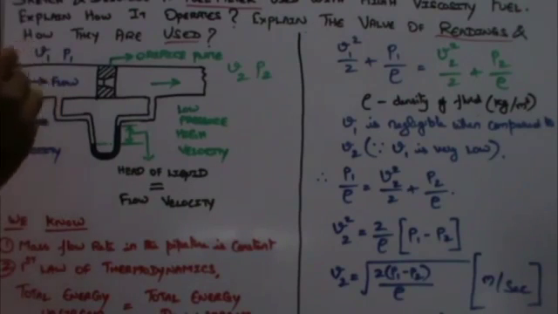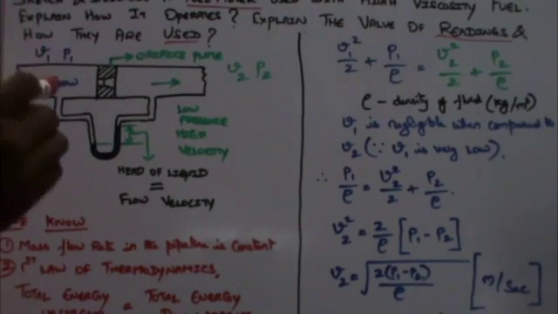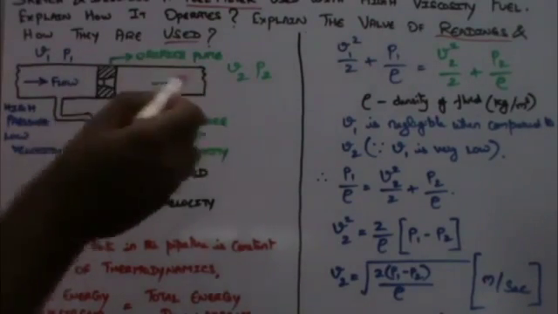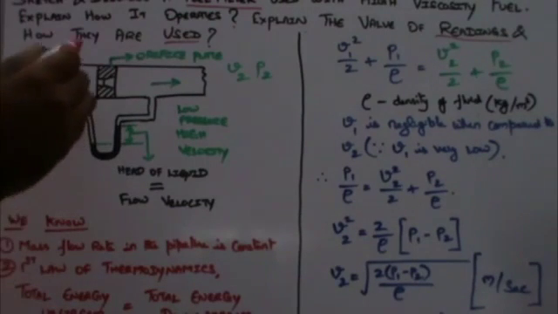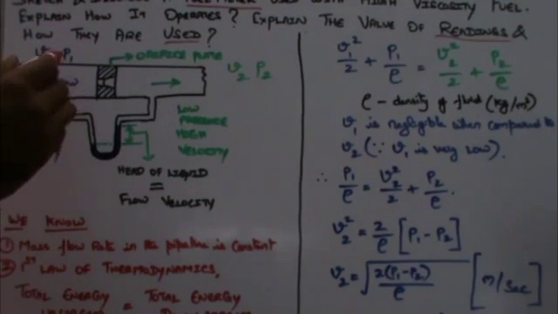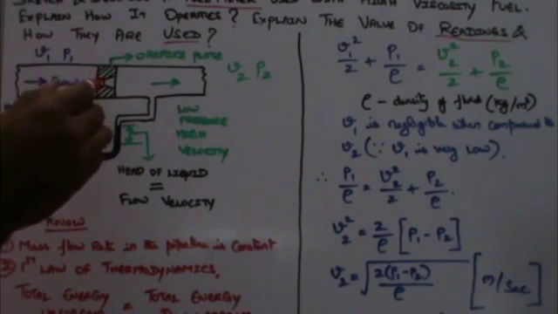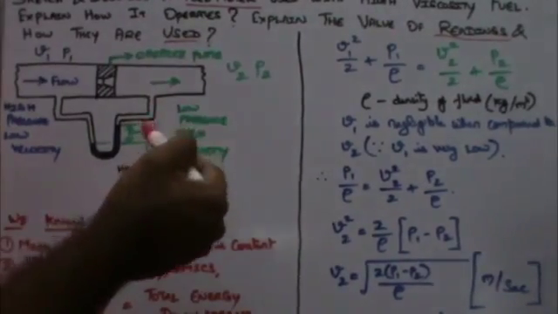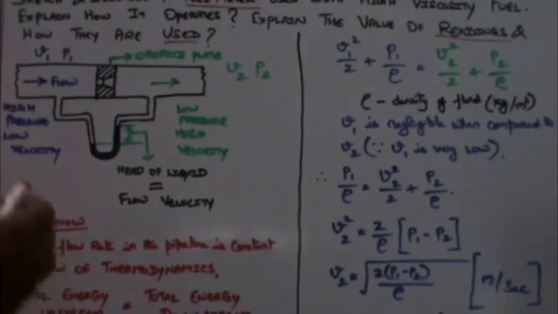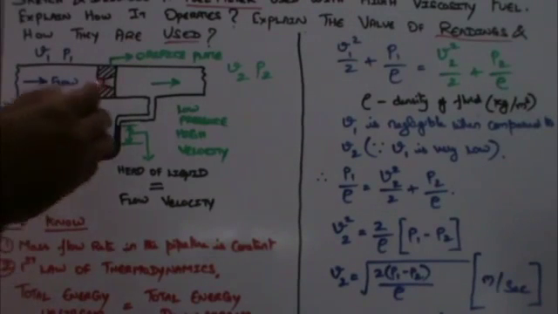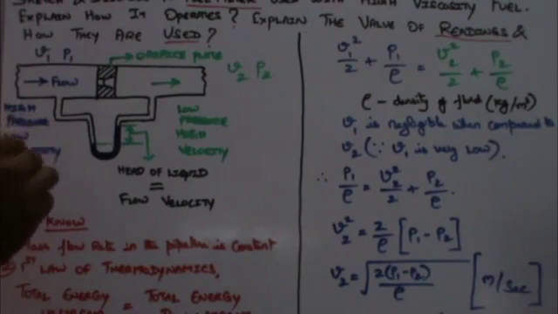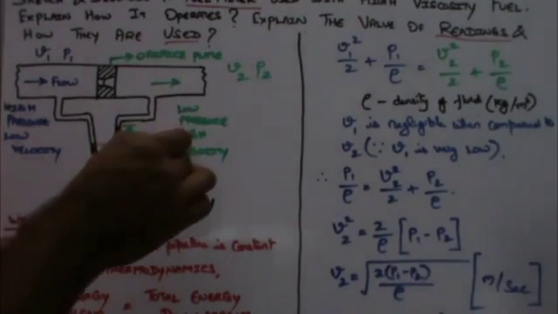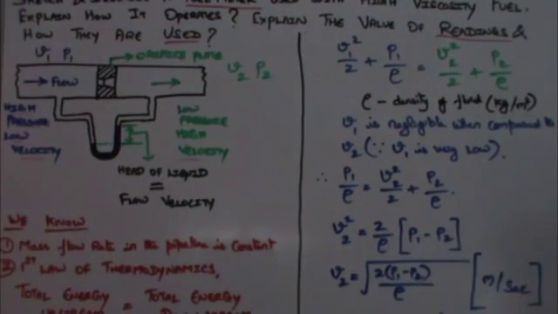I assume V1 to be the velocity of the fluid flow before the orifice, and V2 the velocity of fluid after the orifice. In the same manner, pressure P1 is the pressure before the orifice or upstream, and pressure P2 is the pressure after the orifice or downstream. Now, as I said earlier, this area upstream is called the high pressure and low velocity area. Downstream of the orifice is called the low pressure and high velocity area.